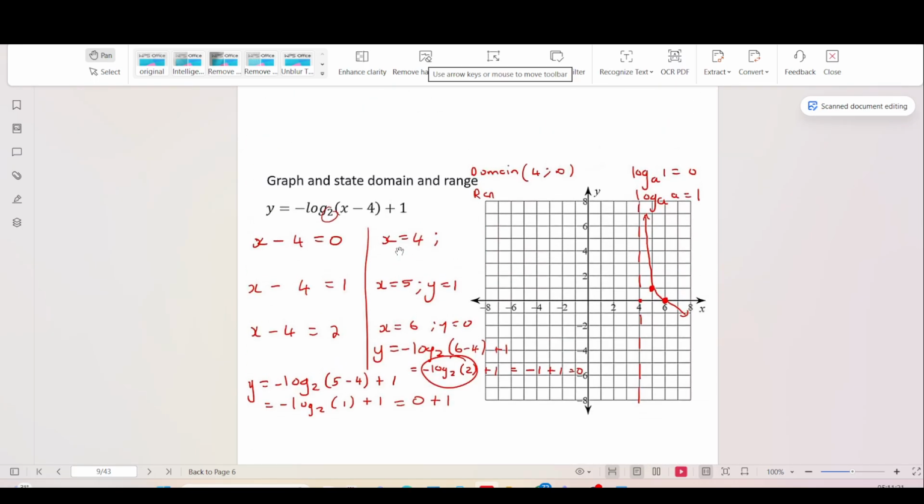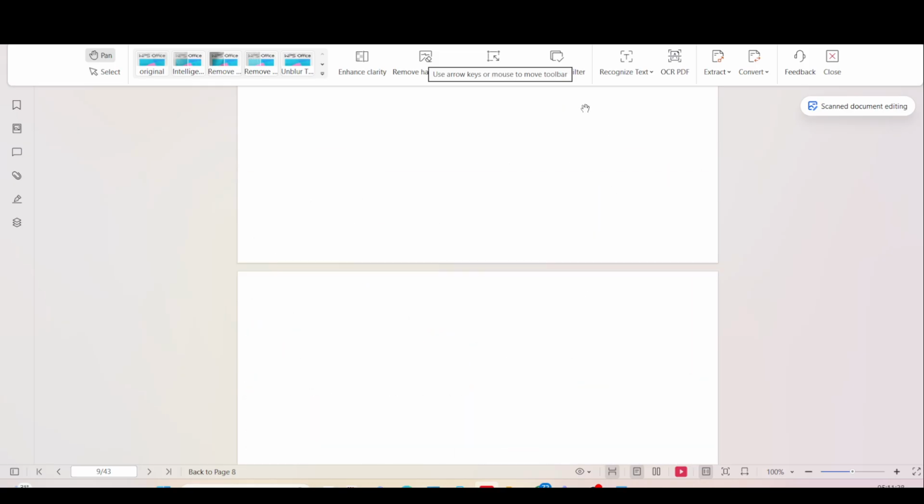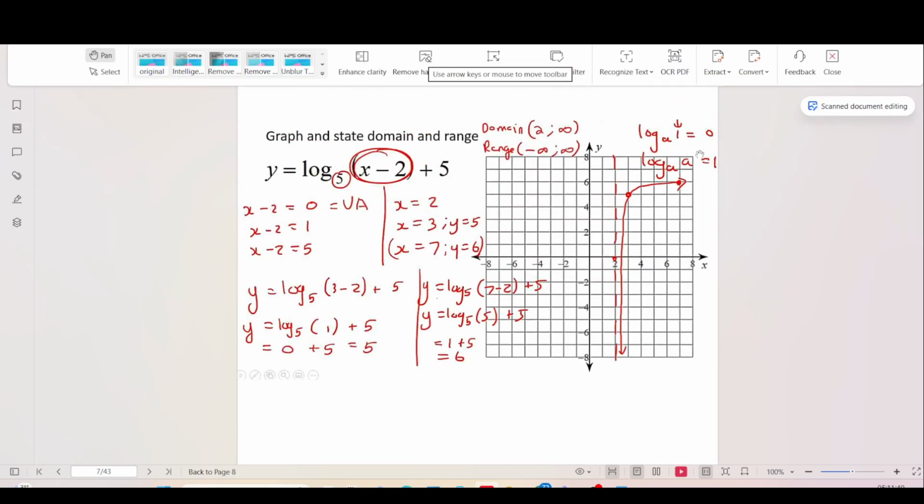In log functions, the range is always from negative infinity to positive infinity, because you can see the graph is going like this, so all y values. Domain is where your asymptote is: here it is going towards the positive x-axis, so 2 to infinity. Let's start with asymptote.